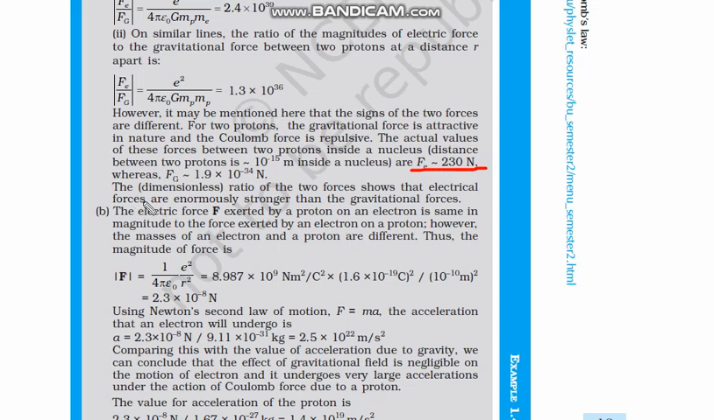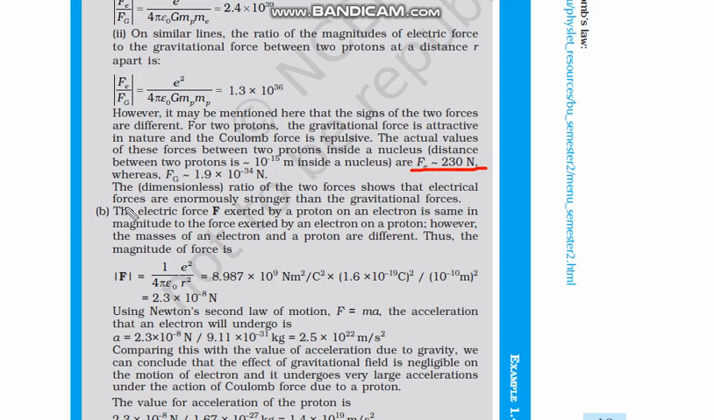So the dimensionless ratio of the forces shows that electric forces are enormously stronger than gravitational forces. Till last year you have seen that there are four types of forces. One is electromagnetic or electrostatic forces. Both are the same, electromagnetic. In the starting of this chapter itself we have seen that there is a unification between electricity and magnetism. Another type of forces are strong forces, weak forces, and the last type of forces are gravitational forces.